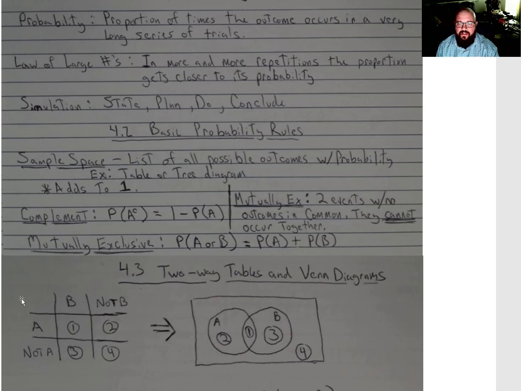Also, make sure to understand the two-way table. Again, the totals are very important to calculate on the sides, and then being able to put that into a Venn diagram is very beneficial as well. You will need to know that for sure for upcoming tests, quizzes, homework, things like that.